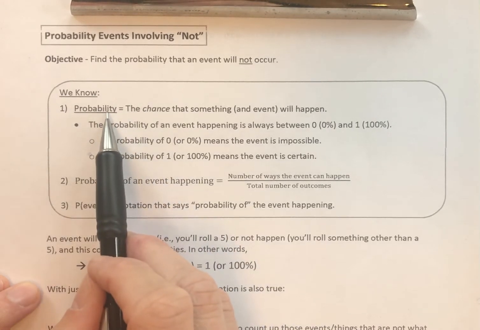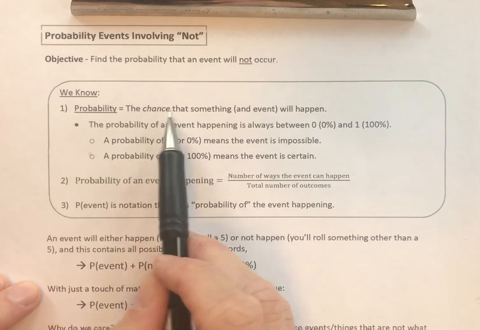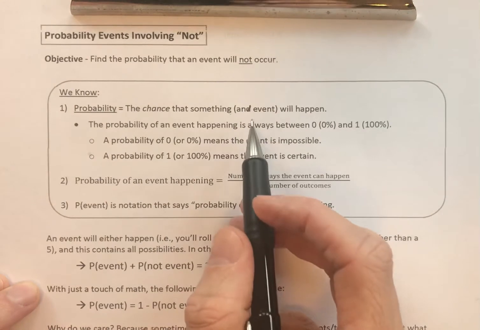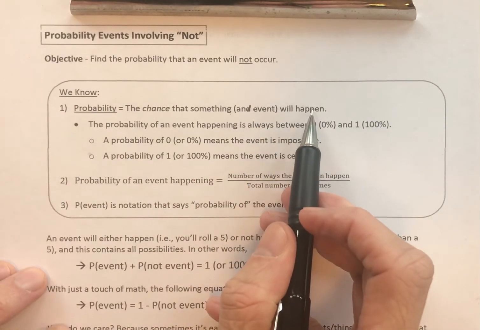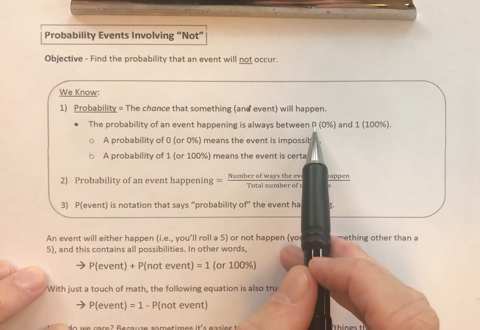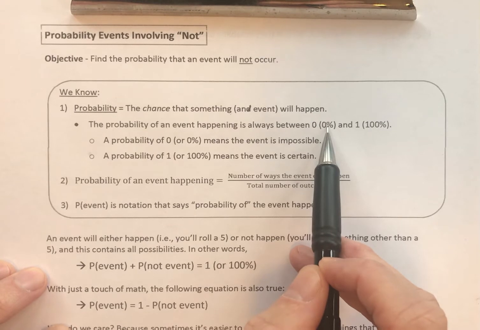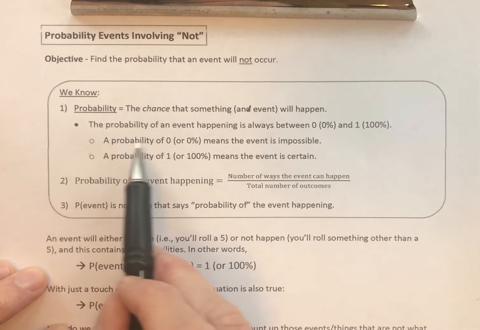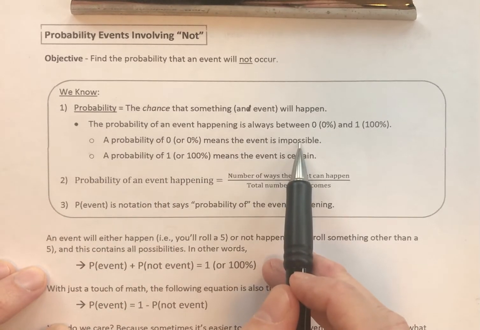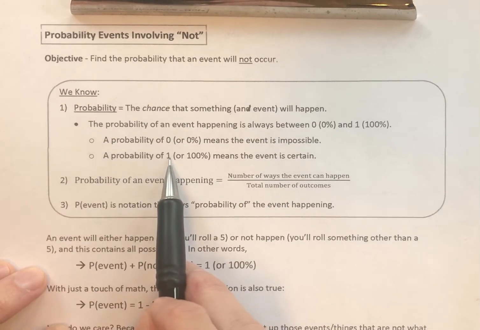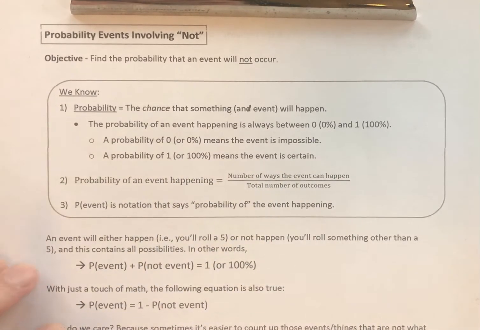We know the definition of probability. It's the chance that something, what we're calling an event, will happen. And we know that the probability of an event happening is always between 0 or 0% and 1 or 100%. If we have a probability of 0, that event is impossible, rolling a 7 on a die, for example. If we have a probability of 1, that event is certain to happen.